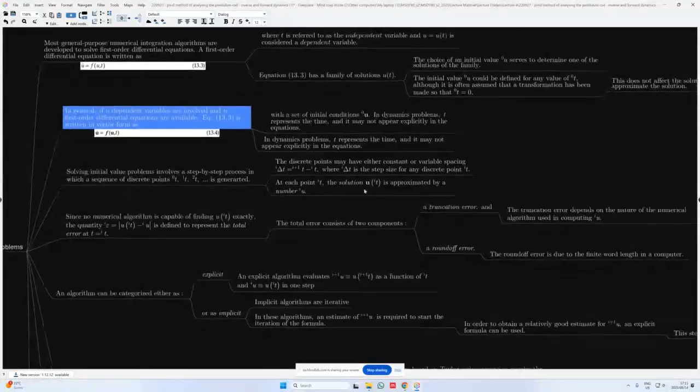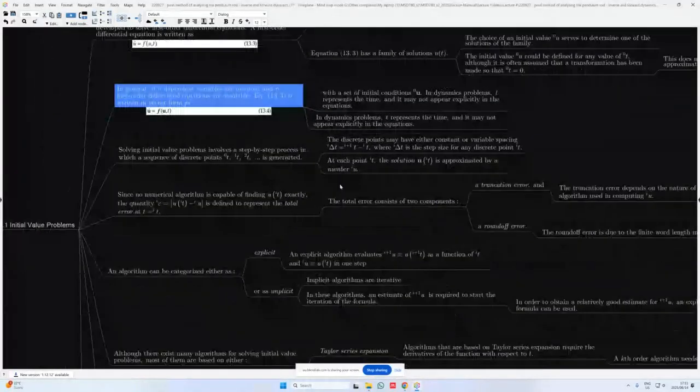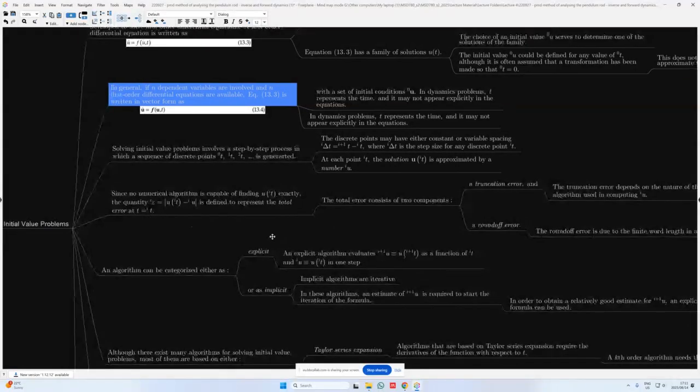And at each point ti, the solution of the vector u as a function of ti is approximated by a number ui. Now, since no numerical algorithm is capable of finding u as a function of ti exactly, we instead impose an error to determine whether the solution is accurate enough. In this case, we simply call it epsilon i, which is the absolute value of the error between u as a function of ti and ui.